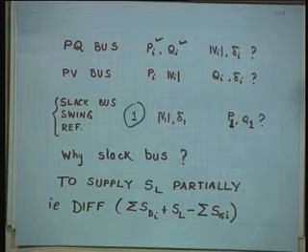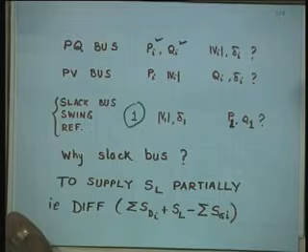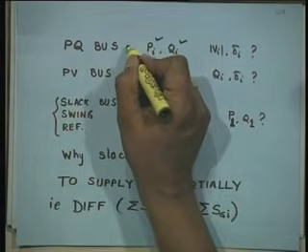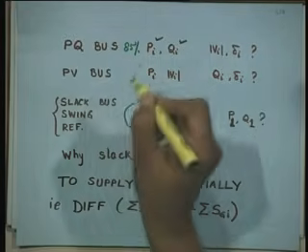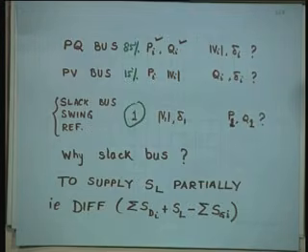This 1 indicates that such a bus is only one in the whole system, whereas 85% of the buses are PQ buses and roughly 15% of the buses are PV buses. Why? Normally a generator is attached to a PV bus. That is why it is called a generator bus.